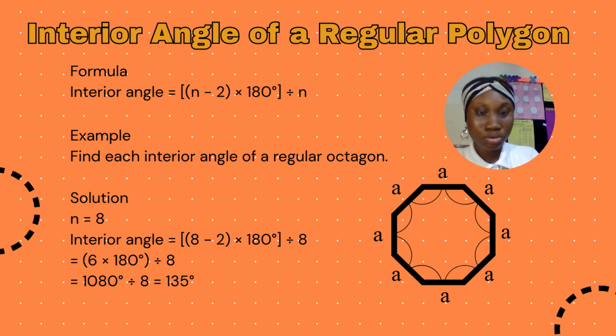So 8 minus 2 gives me 6. Now multiply that 6 by 180 degrees. You have 6 times 180, that gives you 1080. Now the answer we get is divided by the number of sides. We counted the number of sides, and it was 8. So 1080 divided by 8 gives you 135 degrees. So that's what you do when you're trying to find the interior angles of a regular polygon.